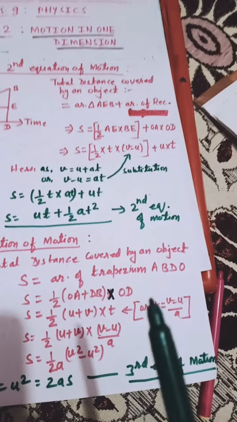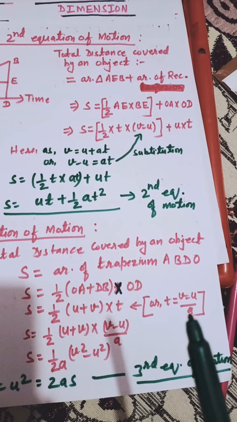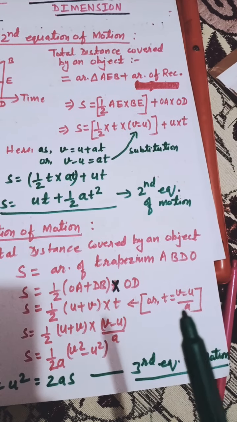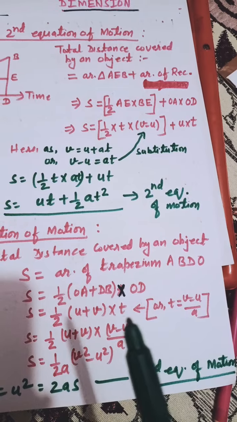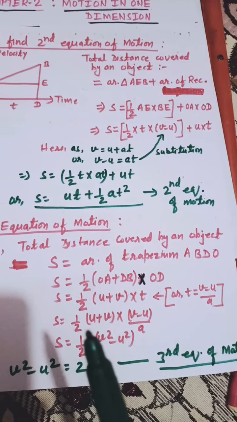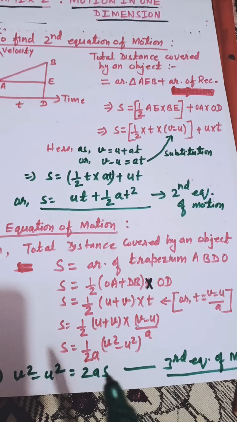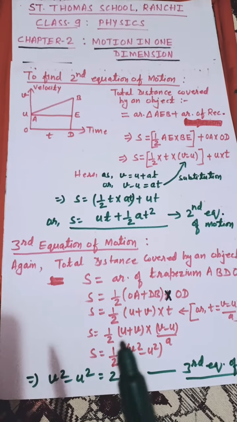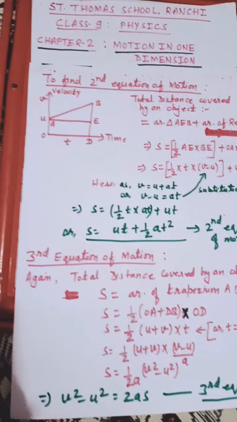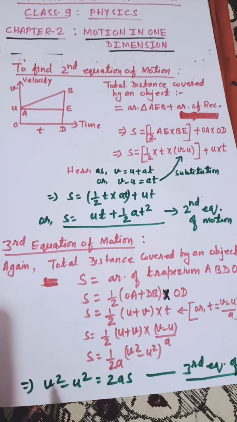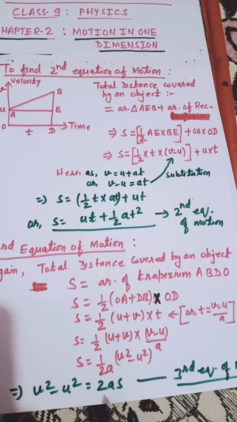Here again, in place of t, we use the first equation of motion, t is equal to v minus u by a. We substitute this value of t here, and then we get half into u plus v into v minus u by a, and thus at last we get s is equal to 1 by 2a into the bracket v square minus u square. Finally we get the third equation of motion, which is v square minus u square is equal to 2as. Thank you.